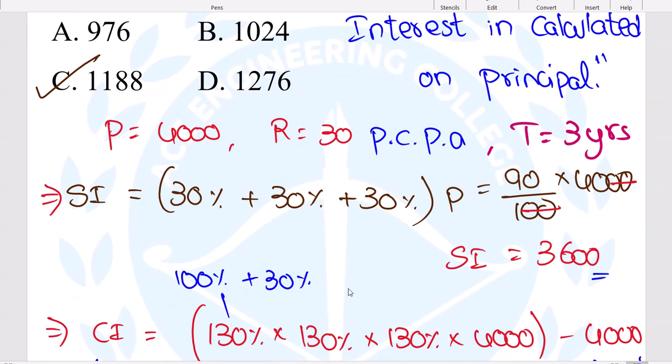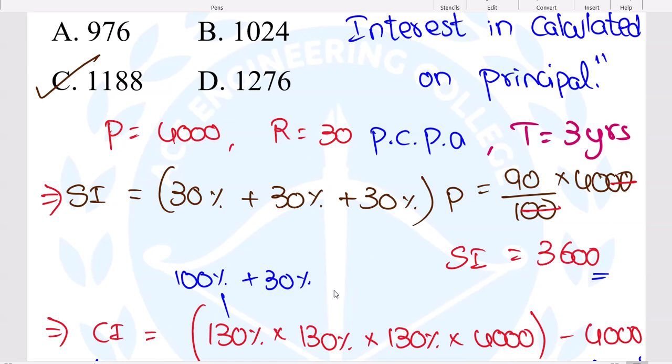Principal is 4,000. First year interest 10%, second year 20%, third year 30%. After 3 years, what is the compound interest? This question was asked in TCS. 4,000 is the principal. First year rate of interest 10%, second year 20%, third year 30%. What is the compound interest after 3 years?